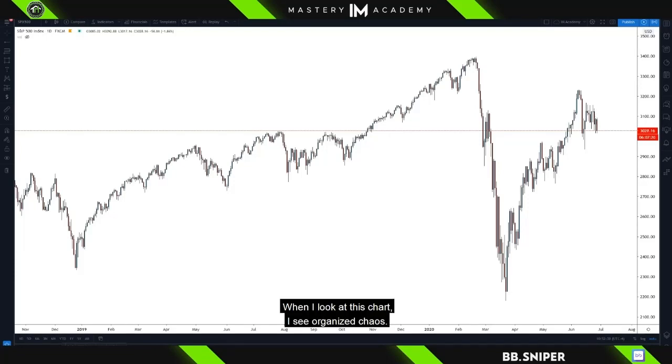When I look at this chart, I see organized chaos. I see people's emotions. I see people's account balances. I see people's decisions. I see manipulation.